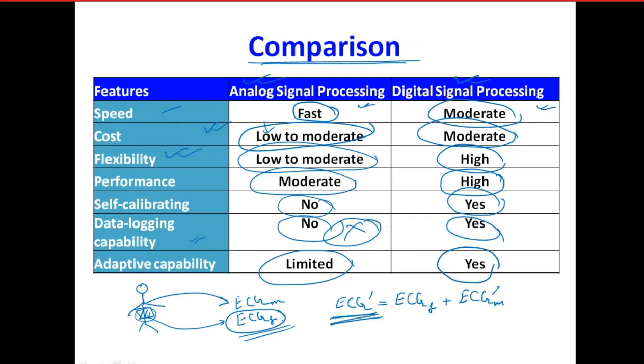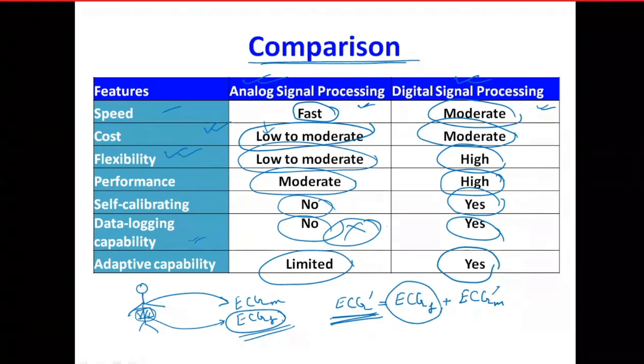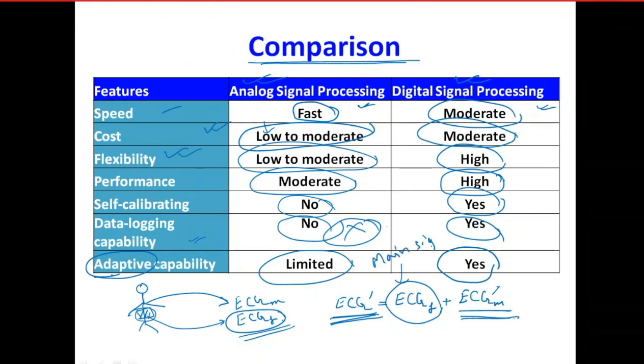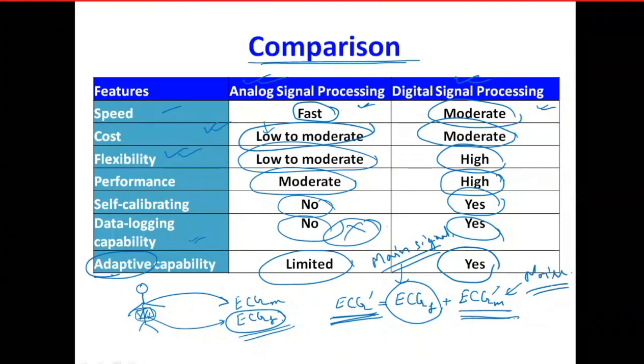If you want to extract the ECG of the fetus, what should you do? We should apply some adaptive methodologies so that we can remove this additional noise, the ECG signal from the mother, which will be considered here as a noise for us, because the ECG of the fetus is the main signal for us. So this ECG component from the mother will act as a noise. How do you remove this noise? It is removed using adaptive technology.